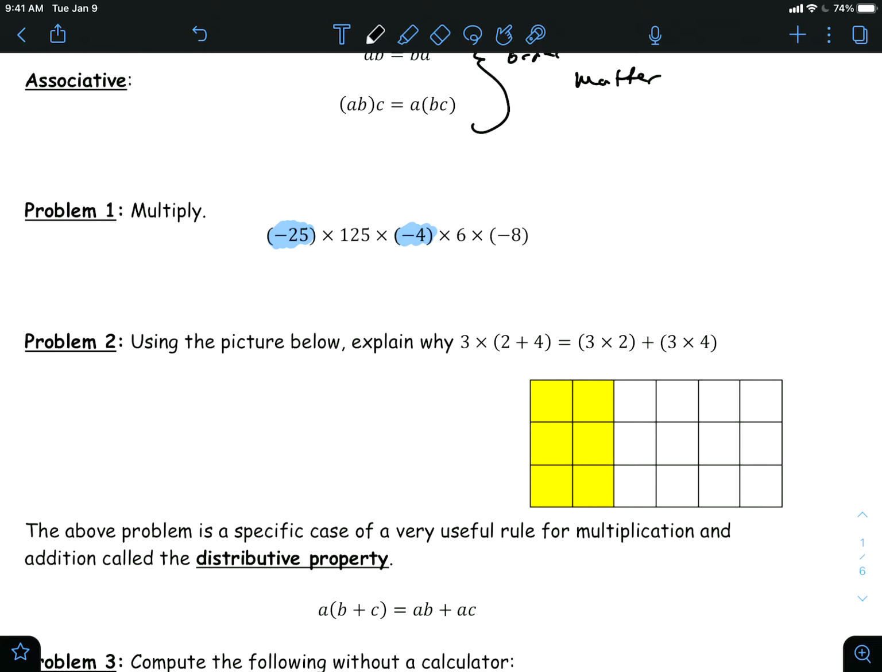What do two negatives make when you multiply? Positive. A positive. Okay? Two sticks make a plus, right? So let's go negative 25. Okay? And then we're going to go. Are we happy? So what we could do is combine these two now, right? We know that that's 100. Okay?